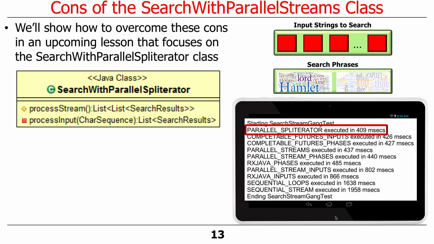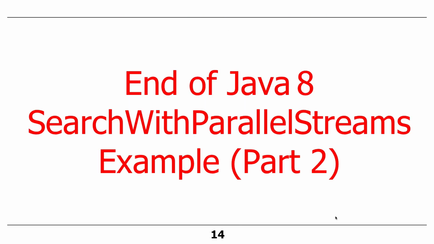Okay, any other questions about that? So that's the end of the Search with Parallel Streams example. We will revisit this example later next week, after we've had a chance to talk more about how things work under the hood.